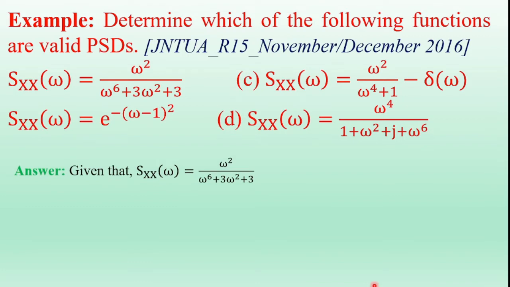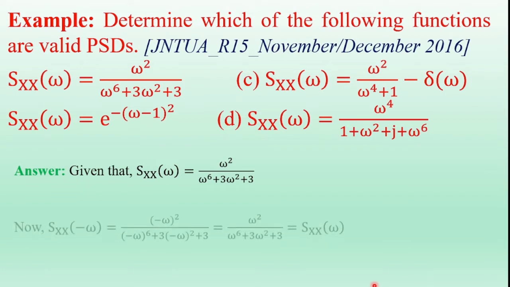So coming to the solution, first bit solution. Given that the power spectral density is Sxx of omega is equal to omega square by omega power 6 plus 3 omega square plus 3. So find out whether the given function is a valid power spectral density or not. Using properties of the power spectral density, the power spectral density is an even function of omega. That is, Sxx of minus omega is equal to Sxx of omega. If that condition is satisfied, then the given function is a valid power spectral density. Otherwise, not a valid power spectral density.